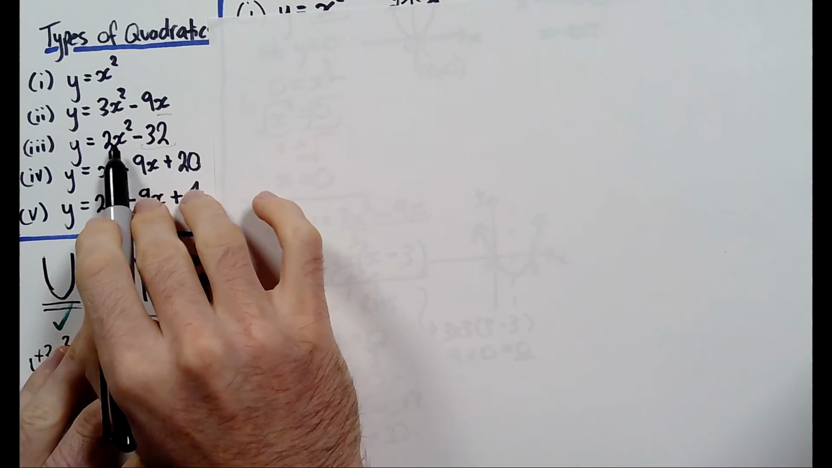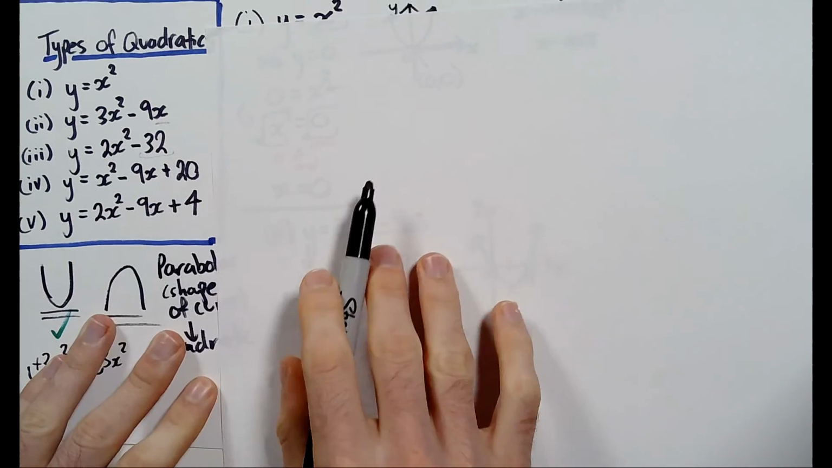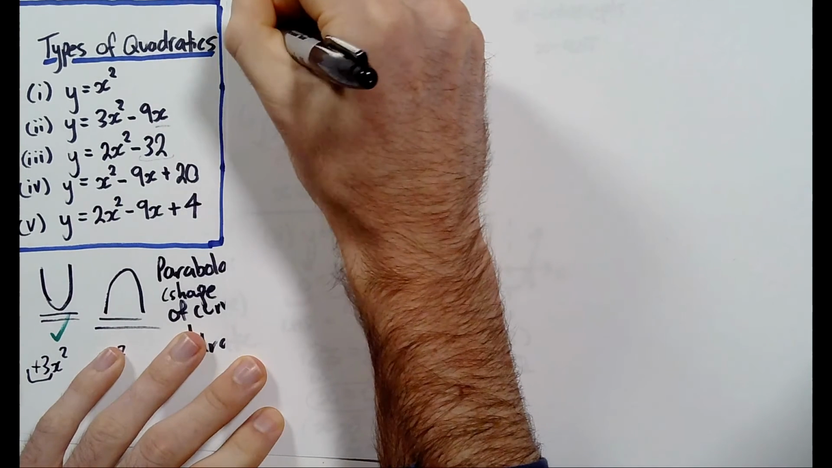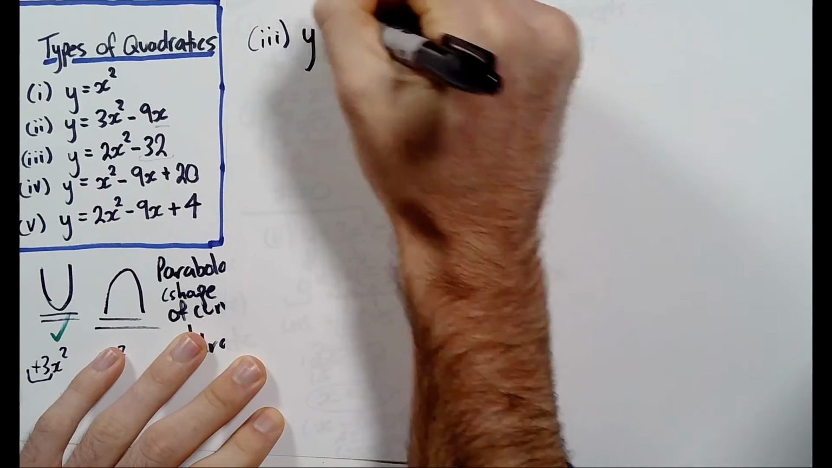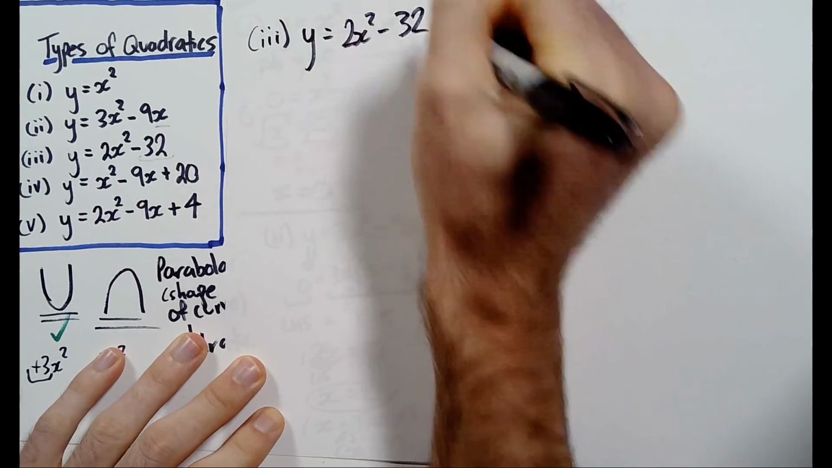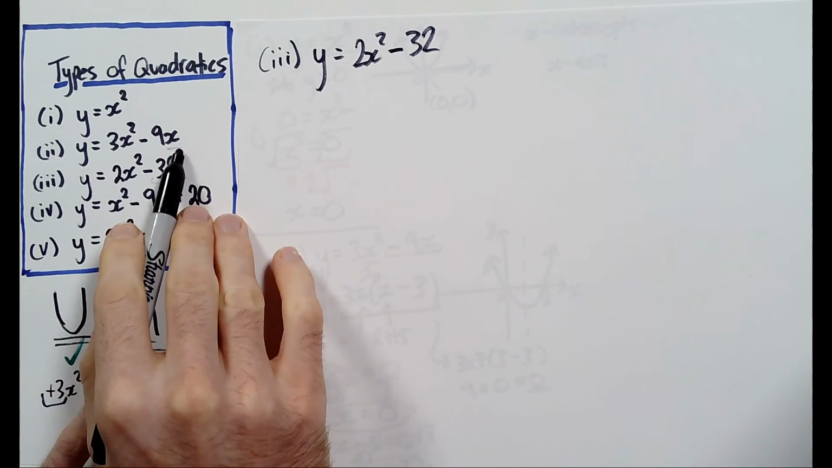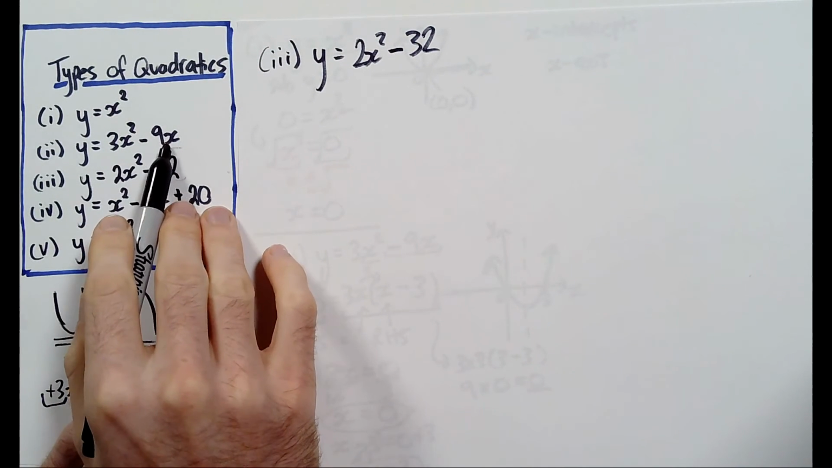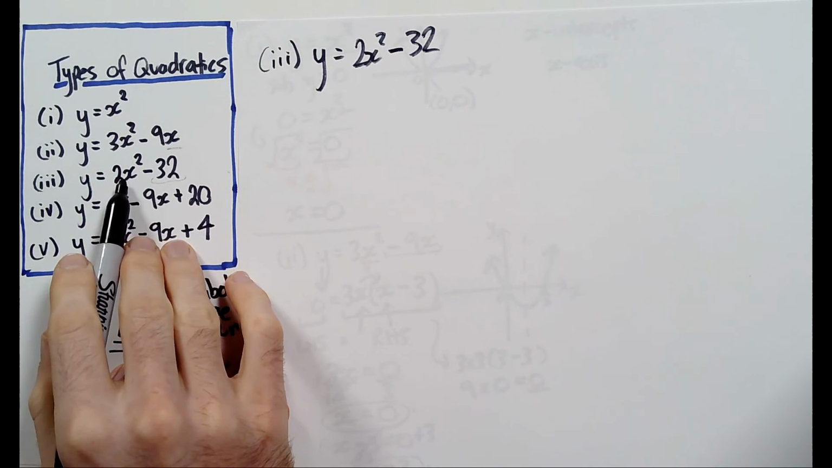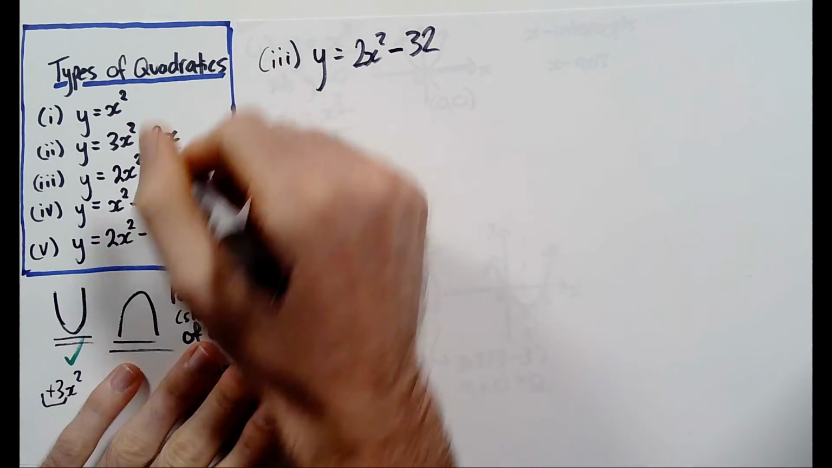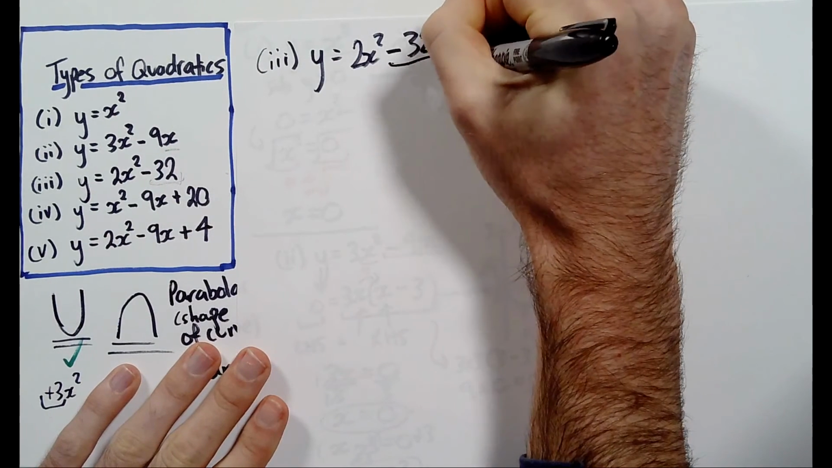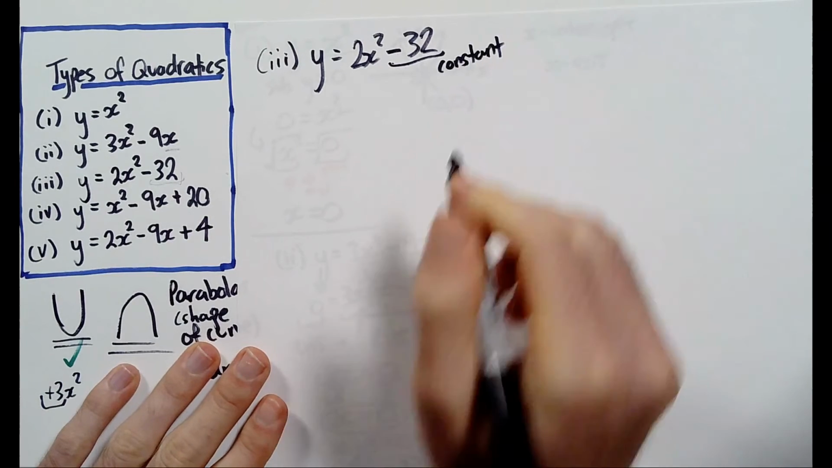Okay, let's have a look at the next type of quadratic. The next type of quadratic is y equals 2x squared minus 32. What's different about this particular one? Well, see how in the other example we had two terms as well? But the second term was an x term. Whereas this time, we still have the x squared term, because every quadratic will have an x squared term at least. But now we just have a number or a constant. We have a constant, a number without an x attached to it on the outside.